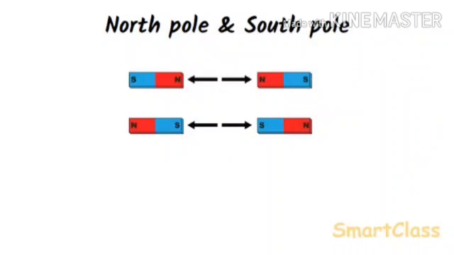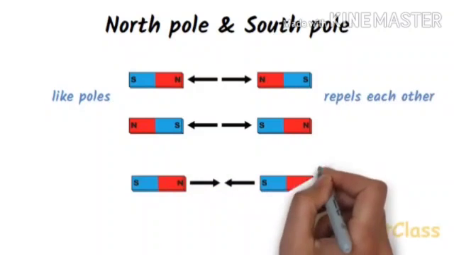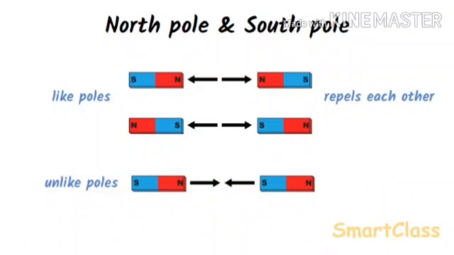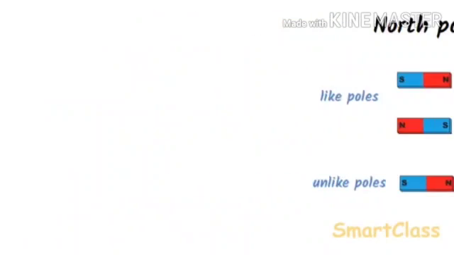The same types of magnetic poles are called like poles. The North pole of one magnet and the North pole of another magnet are called like poles. These like poles repel each other. The different types of magnetic poles are called unlike poles. The North pole of one magnet and the South pole of another magnet are unlike poles. Unlike poles attract each other.